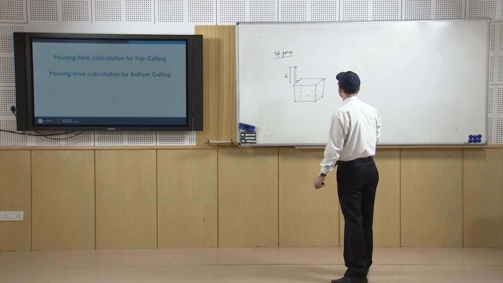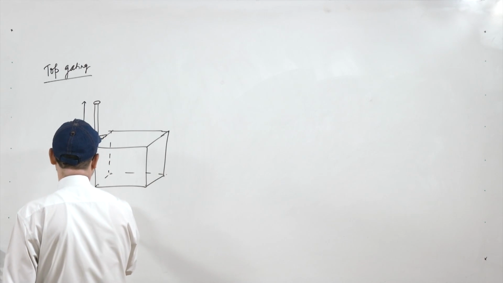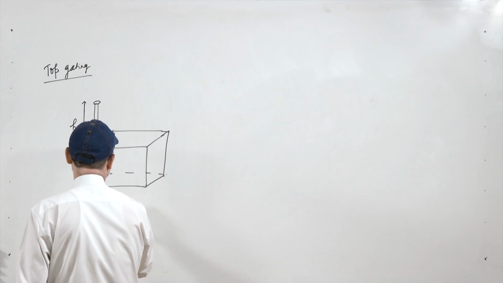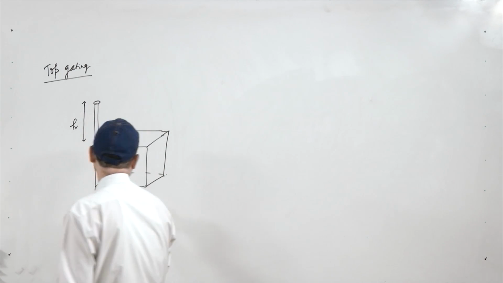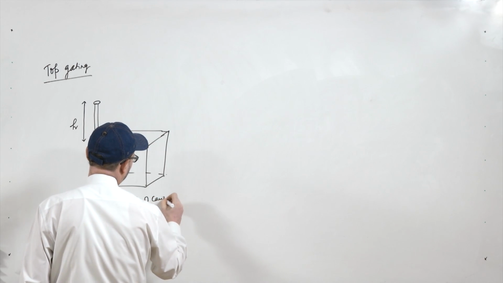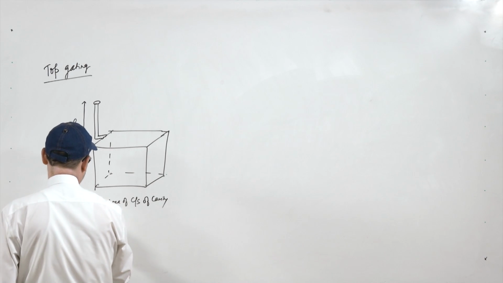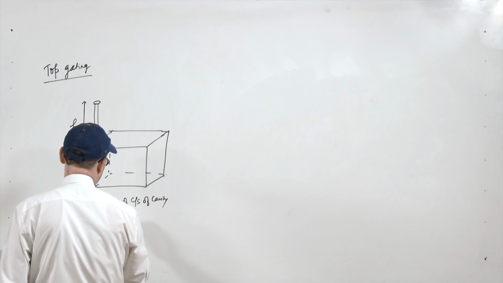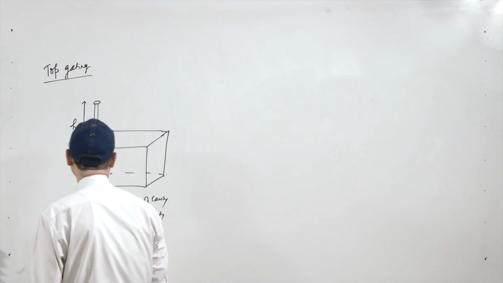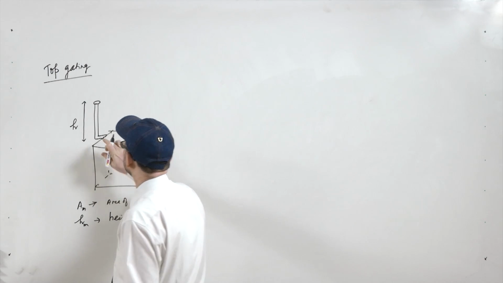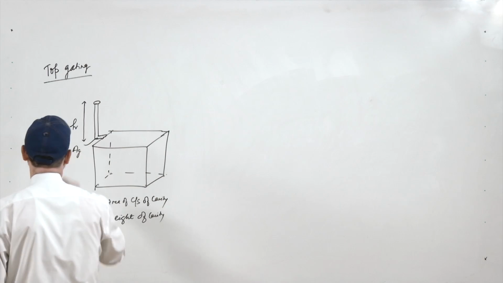In that case, once you know the area of cross section of this casting, AM as the area of cross section of the cavity or mold cavity, and HM is the height of the mold or cavity, and this is AG, the area of the gate.